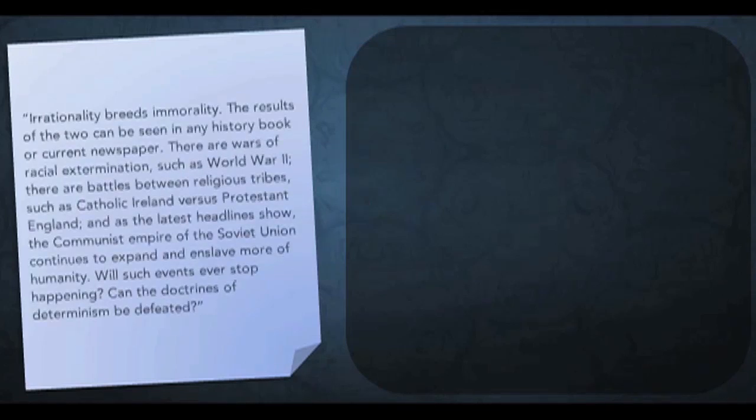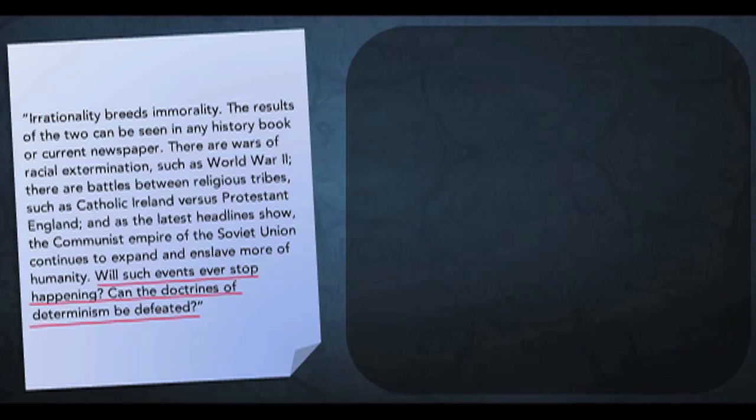Now, your next paragraph indicates the problem that I mentioned before. You mention these examples, and then you say, will these events ever stop happening? Can the doctrines of determinism be defeated? And there you definitely imply explicitly that the big issue is determinism. That is not the only issue, and that is not even the fundamental issue underlying racism. That's one. But you yourself said there are two. You said it's a form of determinism and of collectivism, and the whole thing is in that combination.